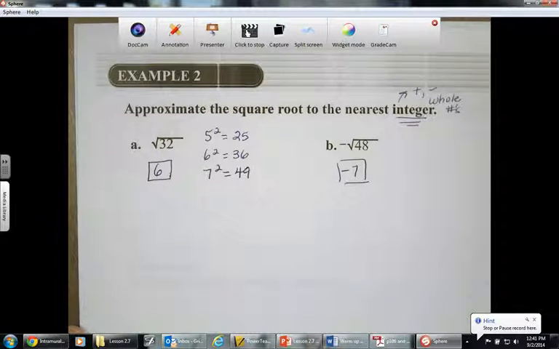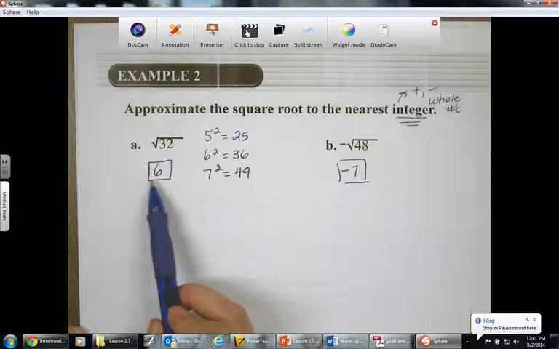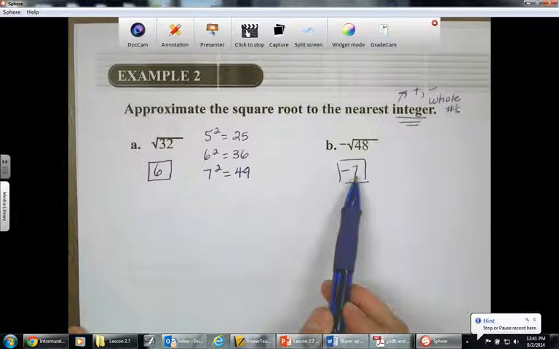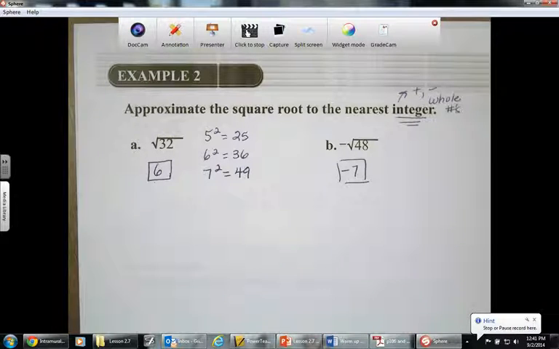Okay, sometimes you'll see them say between two integers. So if it says between, then you would have to write between, like this one, you'd have to write between 5 and 6. This one you would write between 6 and 7. So you just have to read the directions and see what they're asking you to find.